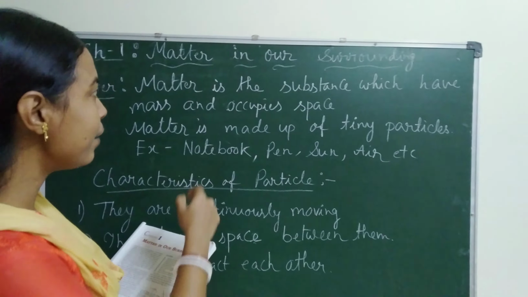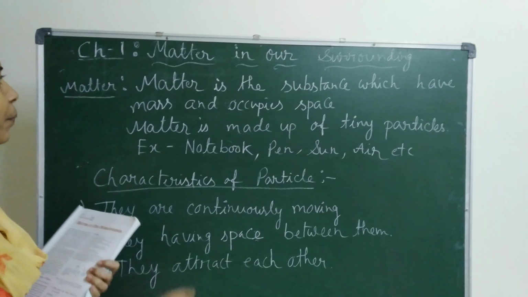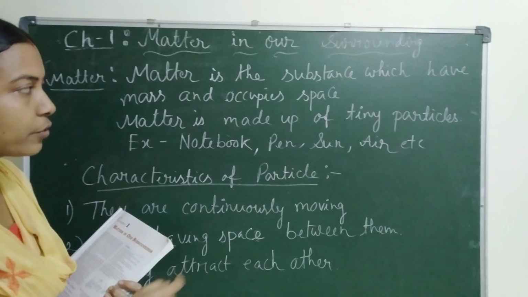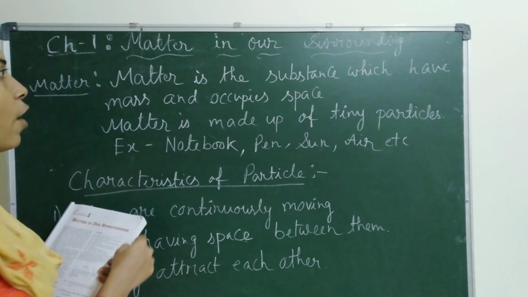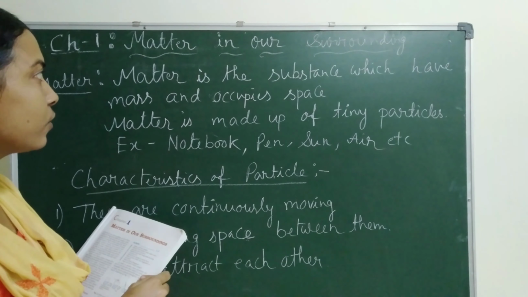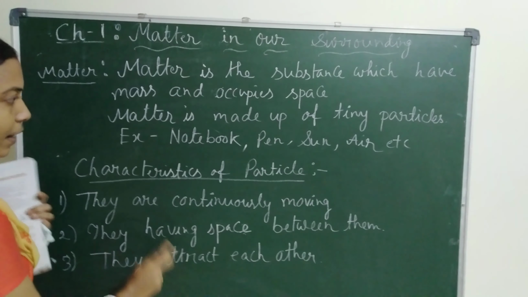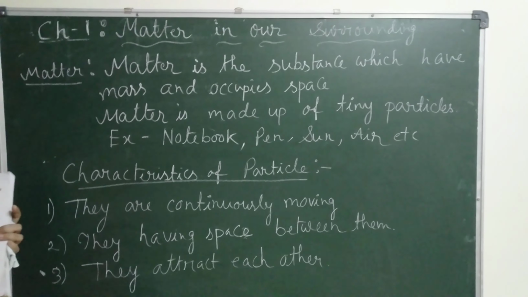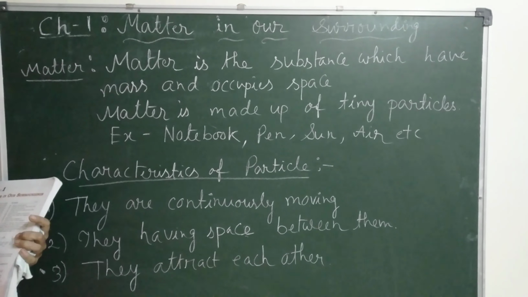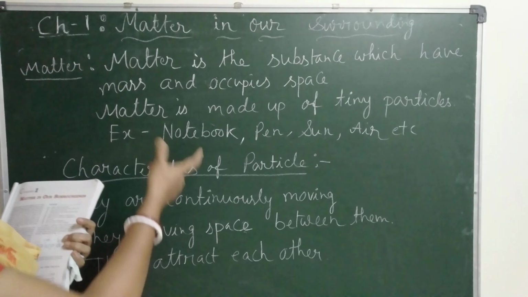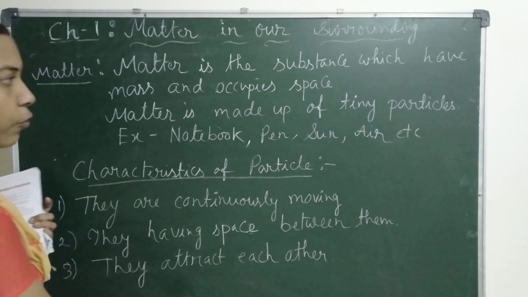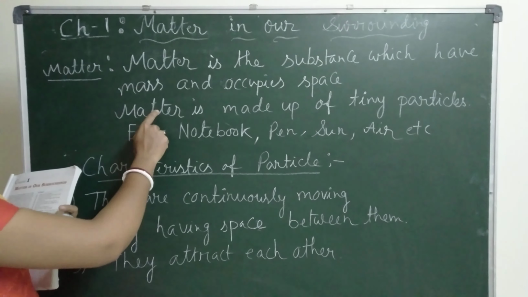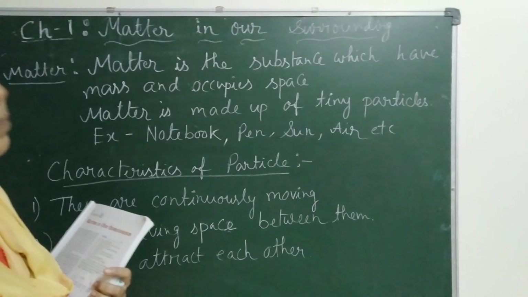I have written here the definition of matter. Matter is the substance which has mass and occupies space. Suppose a blackboard, this is matter, which has mass, maybe 2 kg, maybe 3 kg, and occupies space. This full space is occupied by this blackboard. Matter is made up of tiny particles.